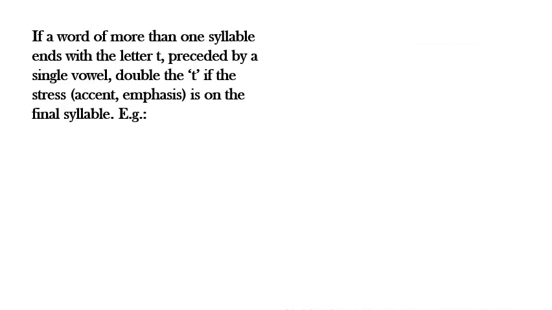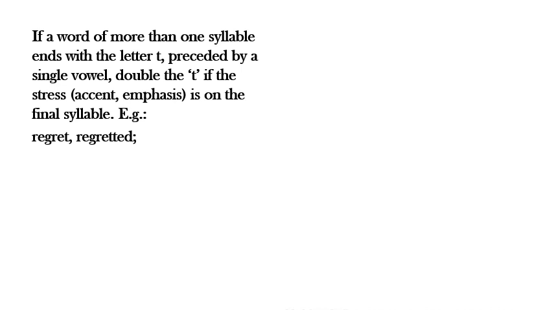Let's move on. And now we go to words of more than one syllable that end with the letter T preceded by a single vowel: double the T if the stress is on the final syllable. And that's very complicated, but the examples will explain it very clearly for you. You see that? Now, you pronounce that word regret. Notice the stress is on the second syllable. The first syllable is not stressed, so it's regret. In that case, double the T and add ED.